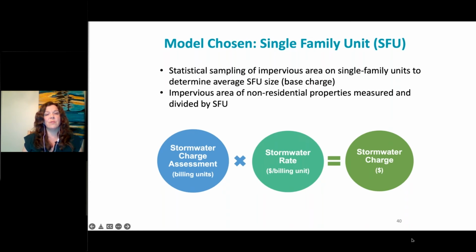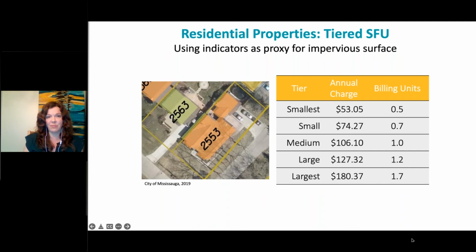And so the way essentially that we would determine the charge for a property, and I'll show you what that looks like for both residential and non-residential properties in a moment, is we would assess each property, how many SFUs or billing units, if you will, of hard surface are on that property. We would multiply it by the stormwater rate for that particular year, and then you would get your stormwater charge for that property. And then I'll show you what that looks like for different types of properties.